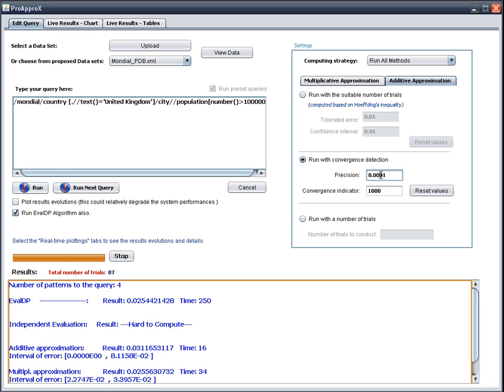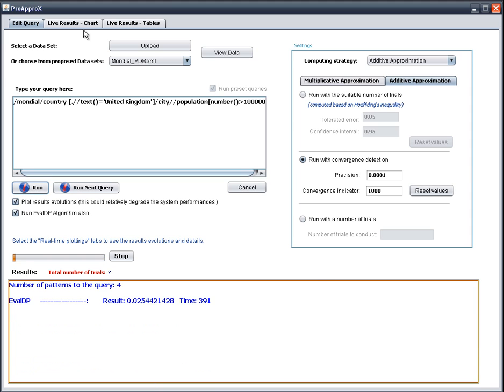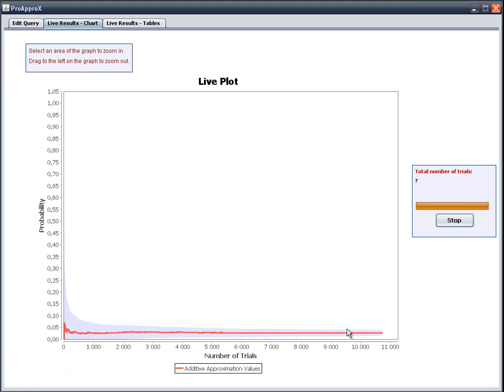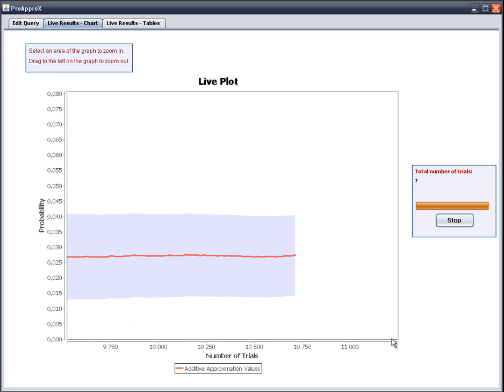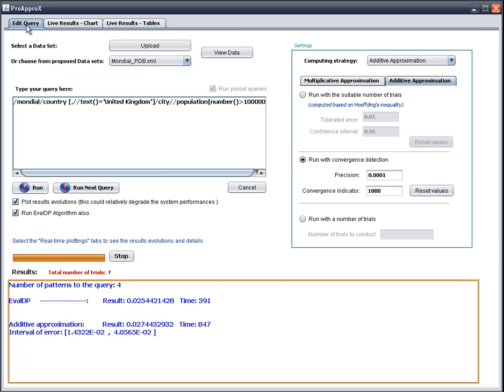We can run approximations with indications for the convergence detection. So we say that if for 1,000 consecutive trials the deviation between generated averages is less than 0.0001, the computing should stop. A third option would be to run the approximation with a given number of trials over the patterns.